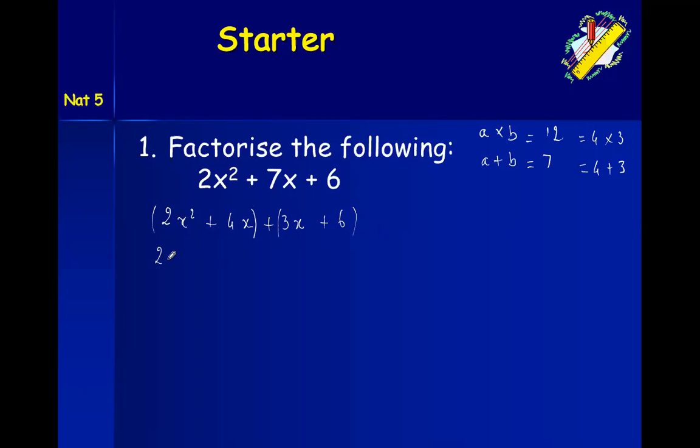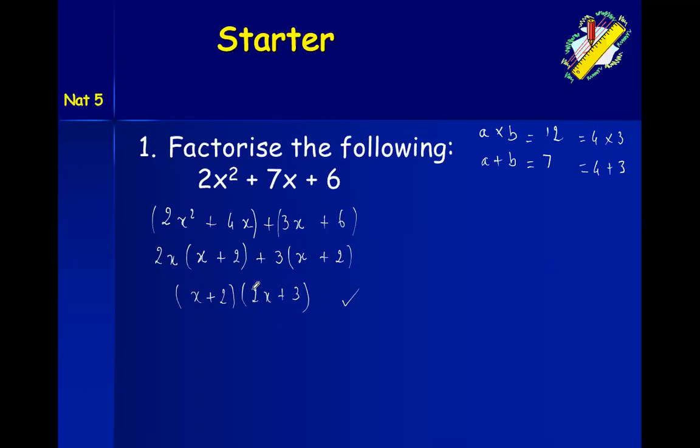So you can get 2x out times x plus 2, because 2x times x is 2x squared, 2x times 2 is 4x. And here I can factorize using 3 times x plus 2, which is good for me now because I've got x plus 2 times 2x and x plus 2 times 3. So I can just factorize using x plus 2 as my common factor times 2x plus 3. So this is how I would factorize this.